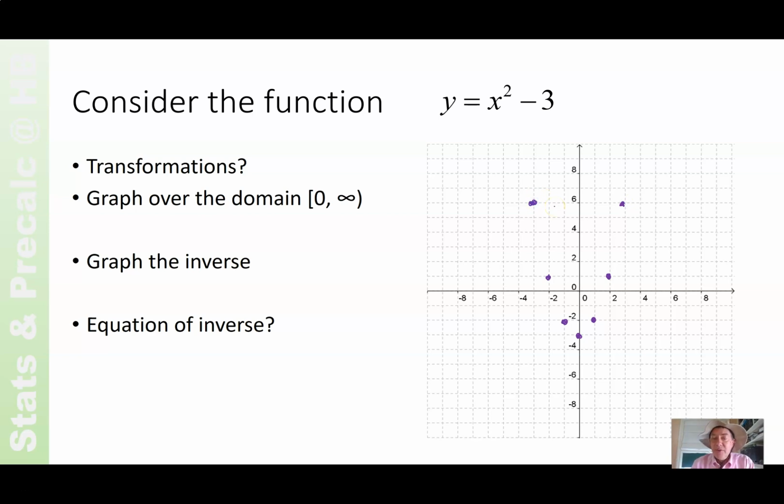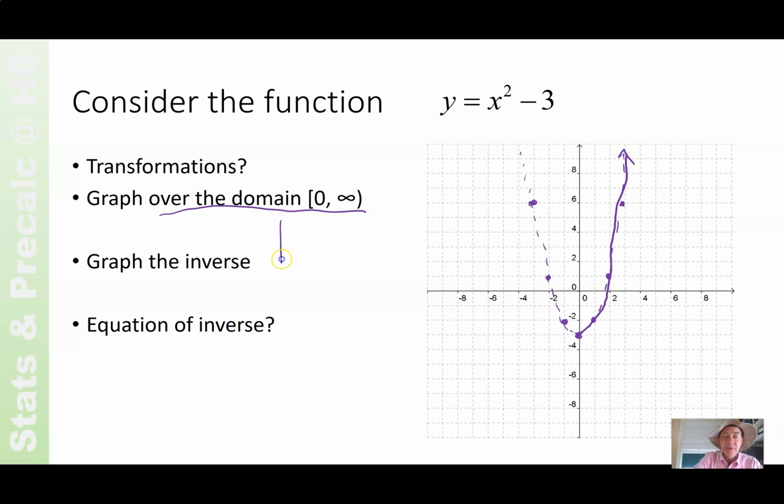Now, however, if you did the whole parabola, it is not a one-to-one function. So if we take the inverse, it is not a function. So we're going to restrict it. Only take it over the domain 0 to infinity. Only the right-hand side of the graph. And now it is a function. So now we can graph the inverse.